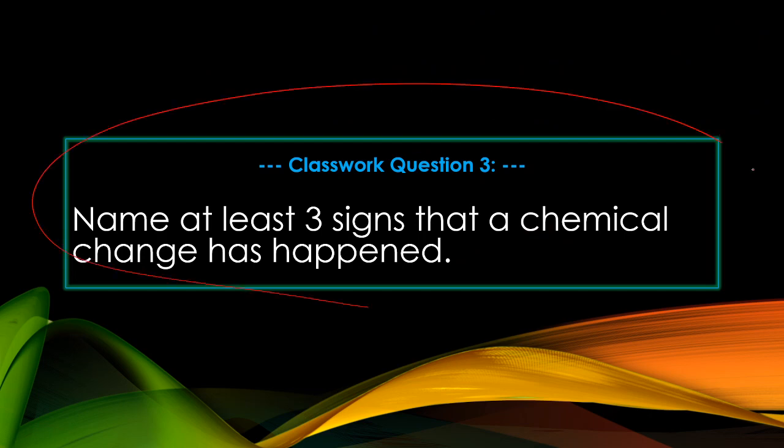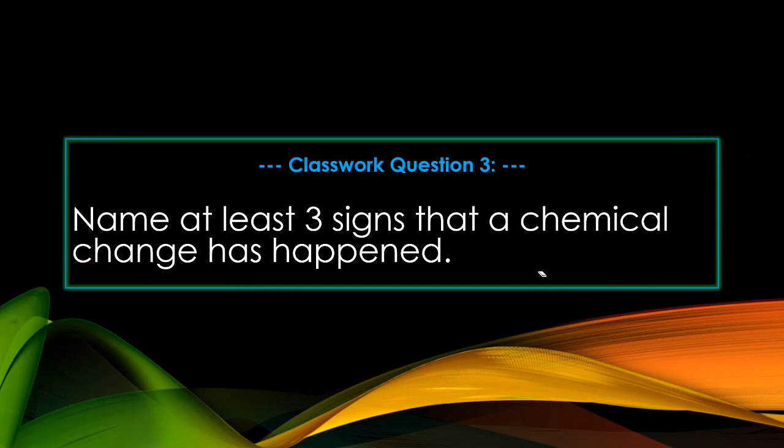For classwork question 3, I want you to go ahead in the classwork questions and name at least 3 signs that a chemical change has happened. We just talked about 6 of them, so you should at least be able to give me 3. Pause the video and answer classwork question 3 now.